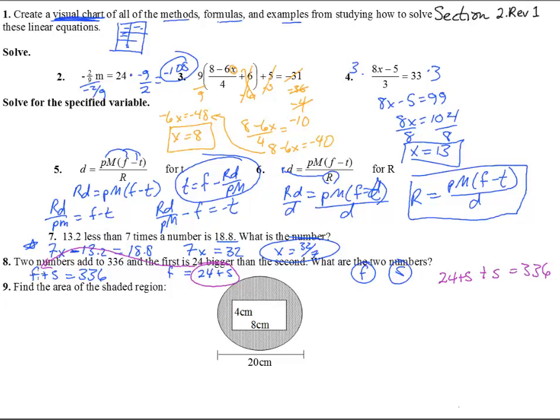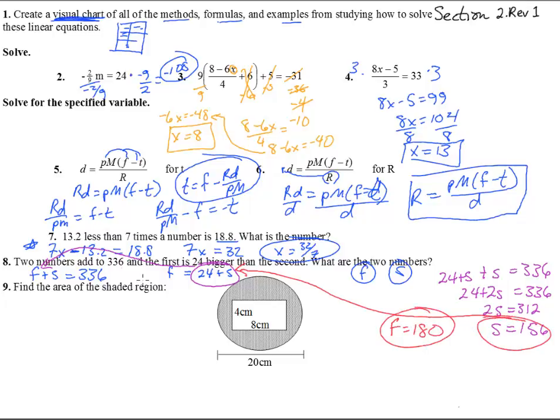So we just rewrote this f plus s equals 336. 24 plus 2s equals 336. And then subtract 24, and we get 2s equals 312. s equals 156 when we divide by 2. So that's the second number. And so we put him right back in there to find out what f is. f equals 24 plus 156. And so we end up with 180.